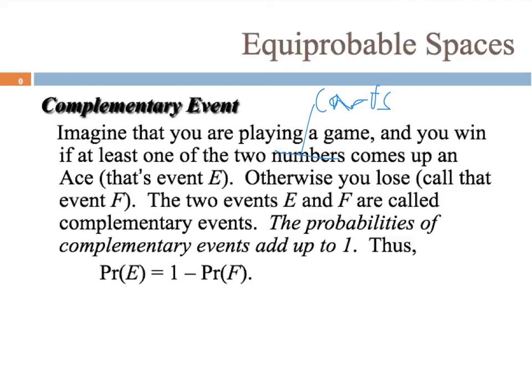So the probability of event E happening is also equal to 1 subtract the probability of F, or maybe the probability of failure. So if the probability of E getting an ace, well, there's 4 aces in a deck of cards, so that's 4 out of 52. So that's your chances of winning. That should be equal to 1 minus all the other 48 cards out of 52.